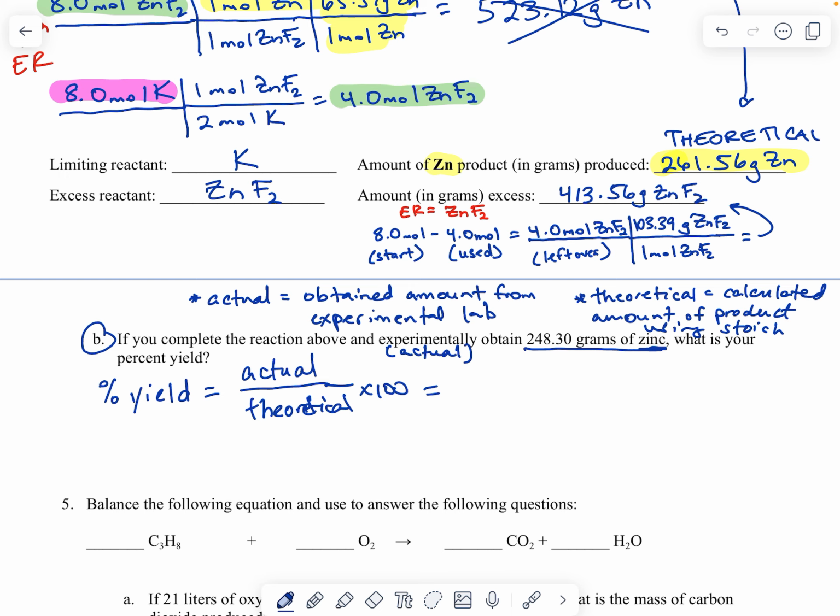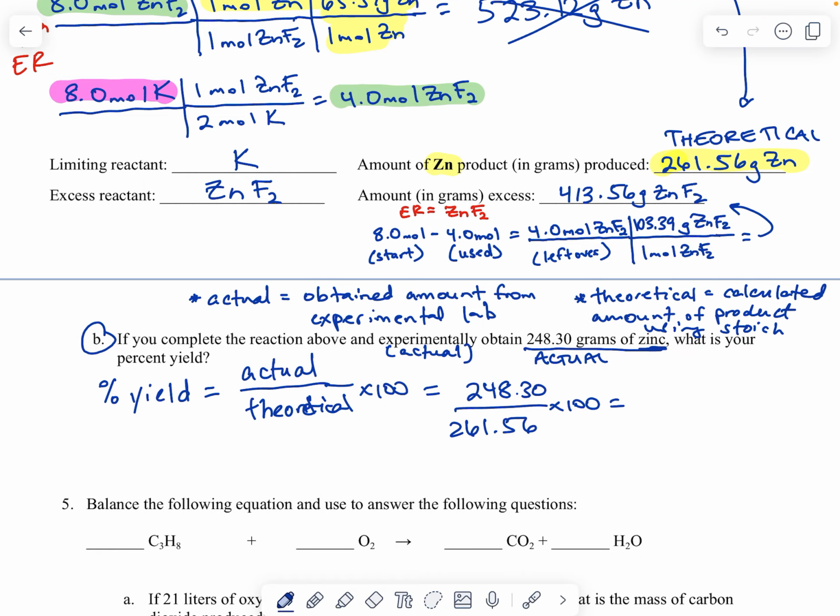But in a lab, a lot of things happen. There's a lot of variables, a lot of potential errors. This is the actual amount that we produce, right? So we didn't make as much, but we can figure out how efficient we were by taking those two values and comparing them, right? So there's our actual, 248.30. Divide it by what we should have gotten, and multiply by 100 to make it a percentage.